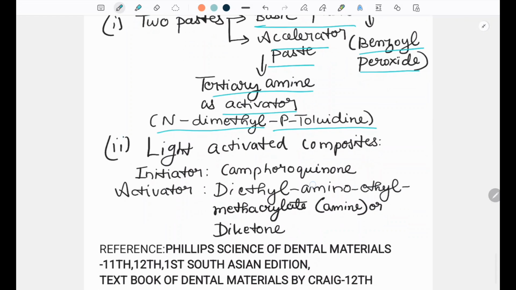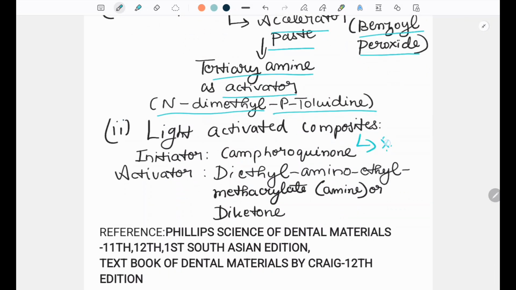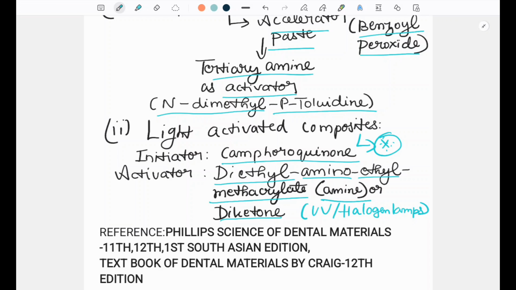Light activated composites are the majorly used day-to-day composites, in which the initiator is camphoroquinone and the activator is diethyl aminoethyl methacrylate amine or diketone. Light activated composites are basically cured under UV or halogen lamps. When the UV or halogen lamps are projected onto the composites, the camphoroquinone initiates the reaction and the diethyl aminoethyl methacrylate amine diketone activates the curing of the composites, and then the composite is cured.